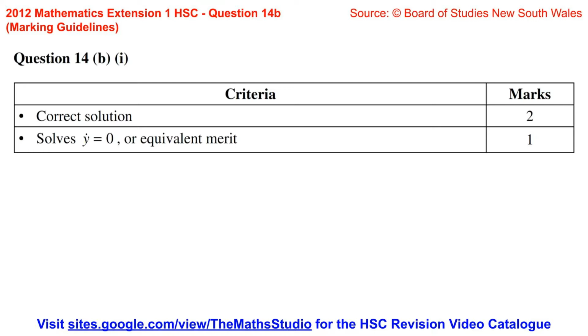The following are the marking guidelines for question 14b, part 1. For 1 mark, we have solves y dot equals 0 or equivalent merit, and for 2 marks, we have correct solution.